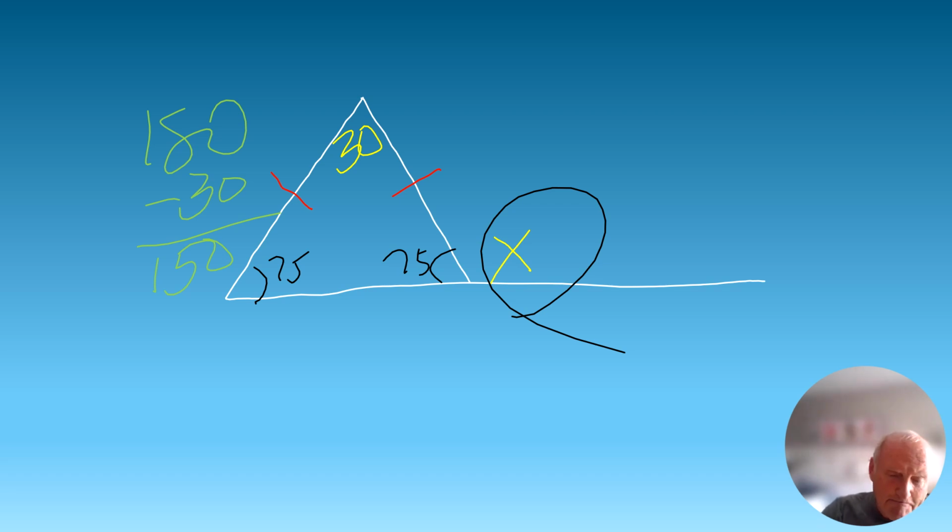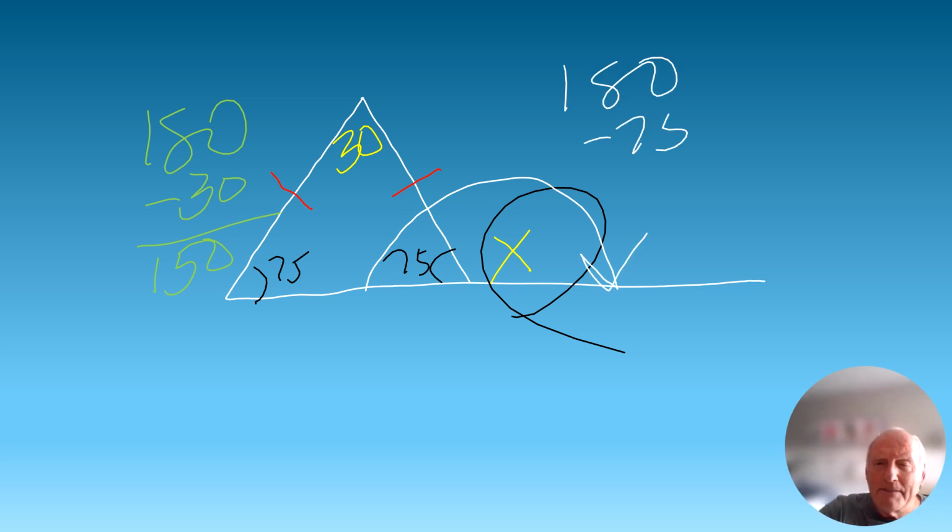But that's a neat thing. Brian would then tell you, well, that's not a problem because there's 180 degrees. And so I'm going to take 180 and subtract 75. And that leaves 105 for that angle.